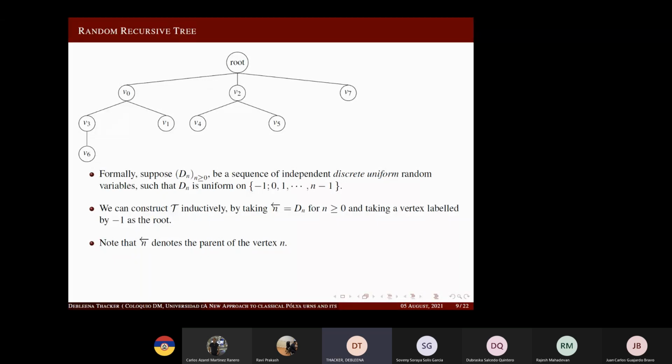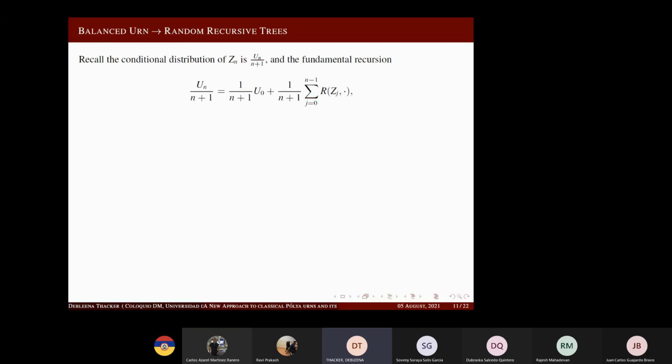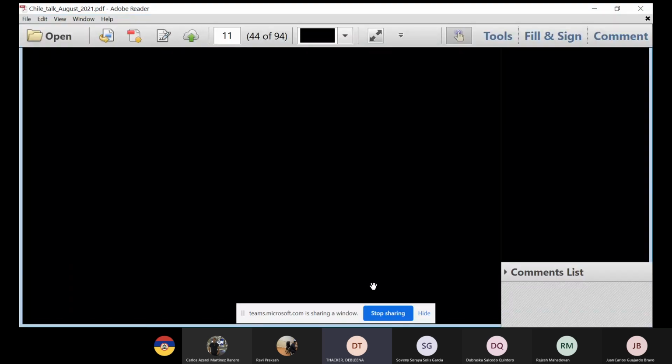So now we are going to see how there is a process on this tree structure that will correspond exactly to our urn model. So this is basically the construction of the random recursive tree. Tau n is the tree at time n, and the union over all such trees will give us the infinite tree. This is just for the sake of completion. So let's see this. For that, I want to write a bit, but I cannot do it while I have the full view. So I'm going to reduce the view a bit and then write.